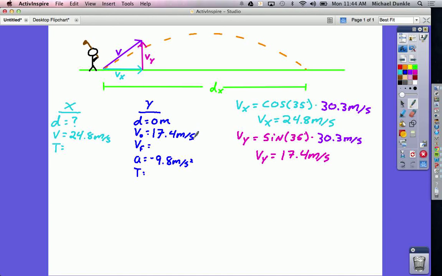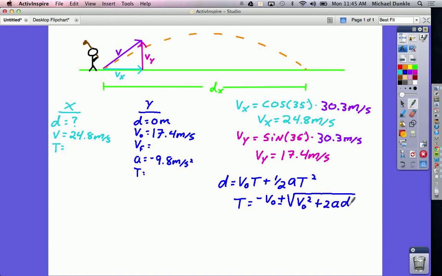And now I have enough information in the y direction to solve for time. I need 3 things. I've got it. So now I'm going to pick the kinematics equation to solve for time. The kinematics equation I'm going to choose is d equals v naught t plus 1/2 a t squared. Rearranging for time, this is a quadratic, so you have to use the quadratic formula. And we would get time equals negative initial speed plus or minus the square root of initial speed squared plus 2ad, all divided by the acceleration.